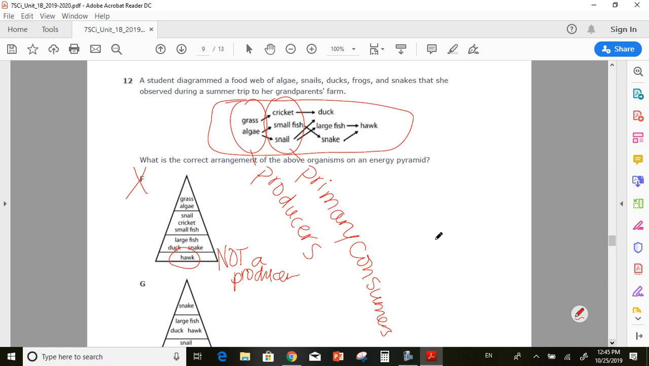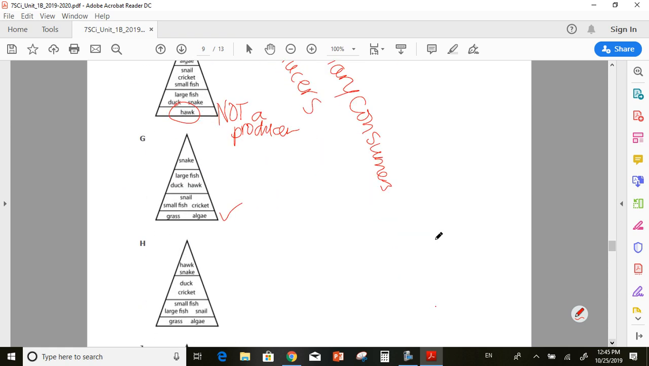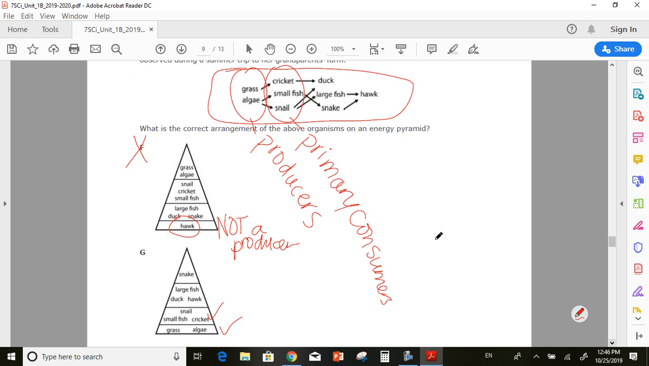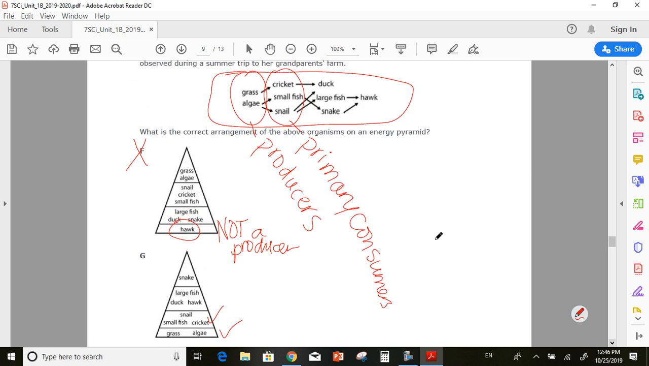The cricket, the small fish, and the snail. Yes. The next level has to have the duck, the large fish, and the snake as secondary consumers. So let's take a look at G. Large fish, duck, and hawk. The hawk is incorrect, so G is not our answer choice.